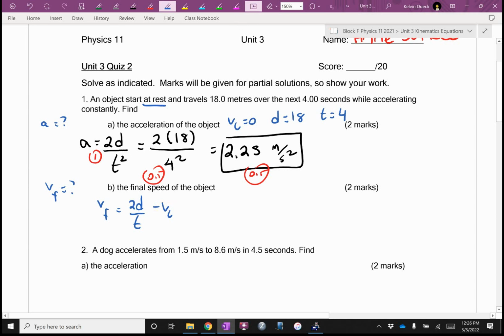Although, wait a minute, what was Vi in this question? It was 0, so I wouldn't even bother writing that. But if it wasn't, that's what I would do. So it's going to be 2 times 18 divided by 4. I can do this one in my head. 9.